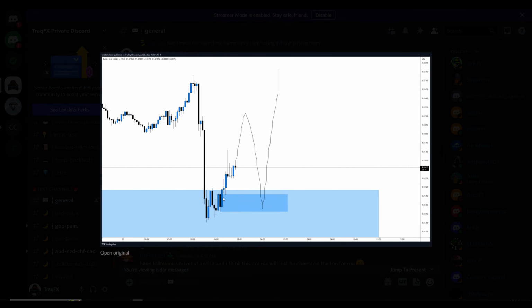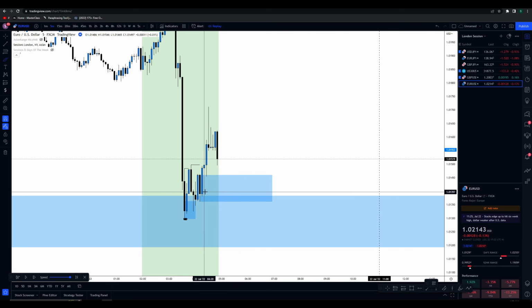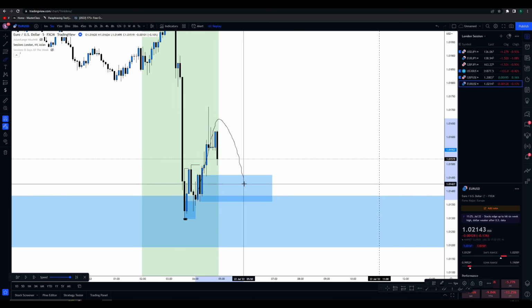So this is the 5-minute. We find this order block. It gets a small little wick in it, but I don't believe that that counts as a mitigation. I believe that in order for price to be fully mitigated, the market has to move away from the order block and then come back down.